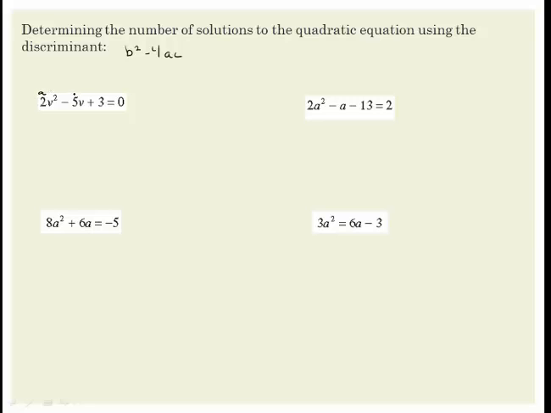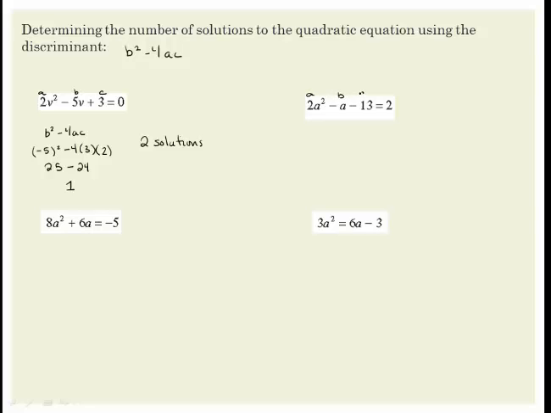We have a, b, and c. We do b squared minus 4ac. That gives us negative 5 squared minus 4 times 3 and 2. So 25 minus 24, our answer is 1. We will have two solutions because we have a positive answer.